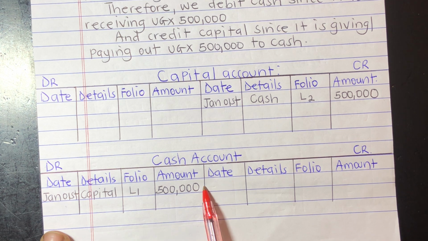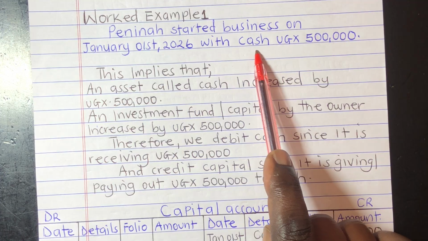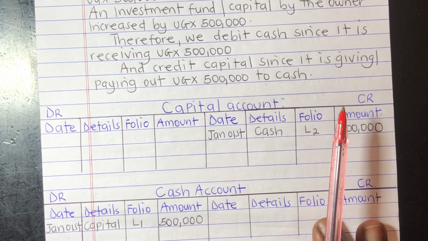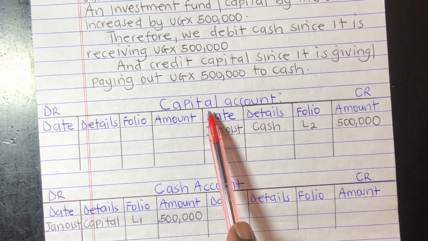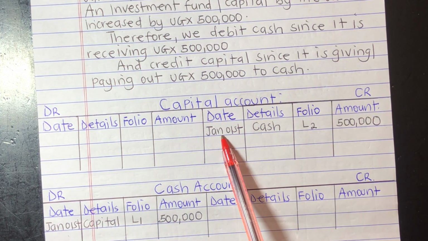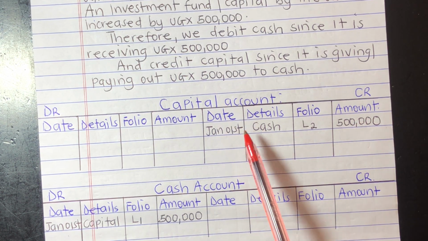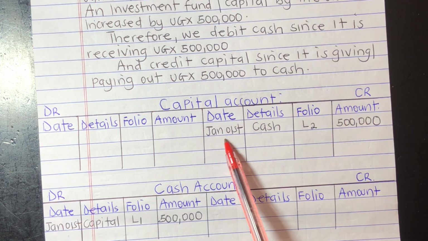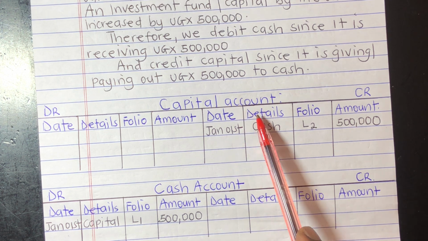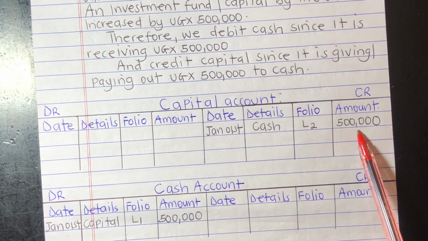Now this is the double entry recording. Now it is one transaction. Here we are going to debit the cash account and credit the capital account. So crediting the capital account, because it is losing money to the cash account. Crediting capital means recording it on the credit side, as in the right hand side. So we credit capital, as in record the same transaction, the same date, and the same amount here. So January 1st, it was paying money to the cash account. Then the folio is ledger 2, and then the amount is the same.